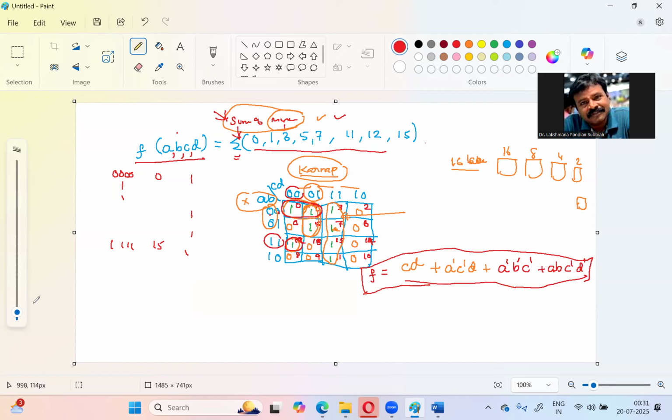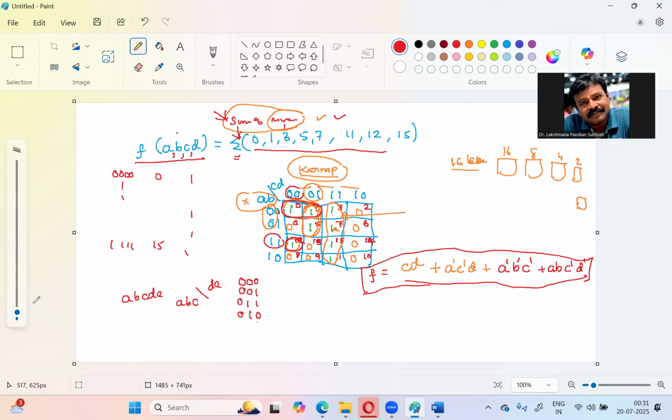If more than 15, it will go for 5 variables. For 5 variables, you have to consider A, B, C, D, E. The row is A, B, C and the column is D, E. So in A, B, C, what is the sequence of the rows? First ABC is 0 0 0, then 0 0 1, then 0 1 1, then 0 1 0.